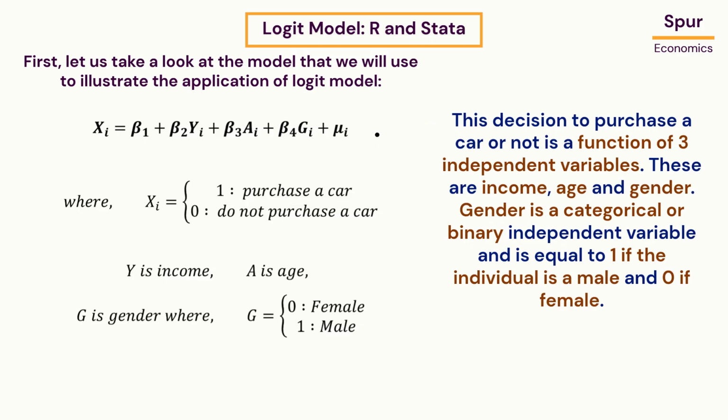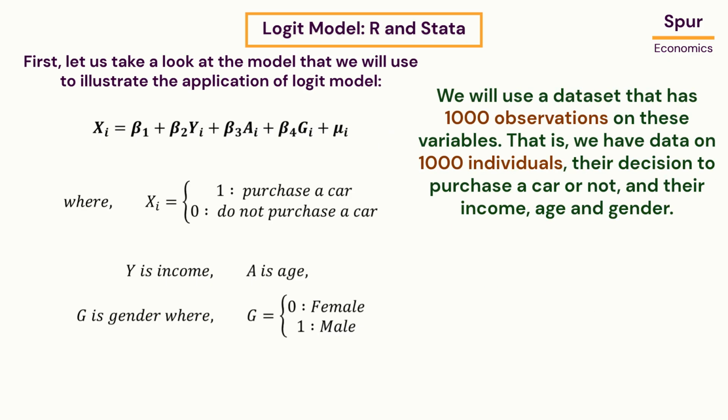If an individual decides to not purchase a car, x is equal to 0. This decision to purchase a car or not is a function of 3 independent variables. These are income, age, and gender. Gender is a categorical or binary independent variable and is equal to 1 if the individual is a male and 0 if female. We will use a dataset that has 1,000 observations on these variables.